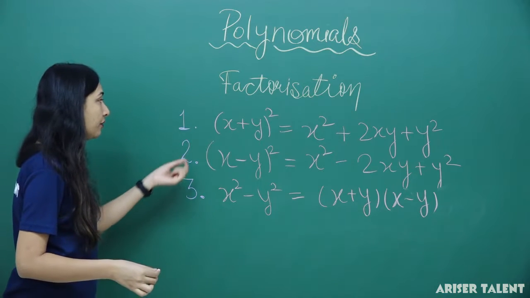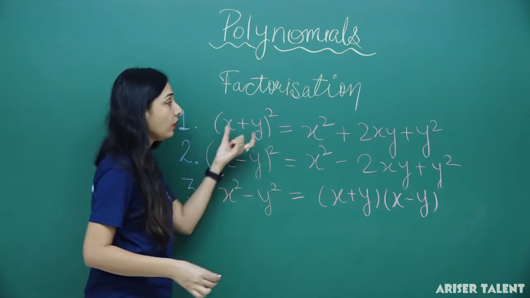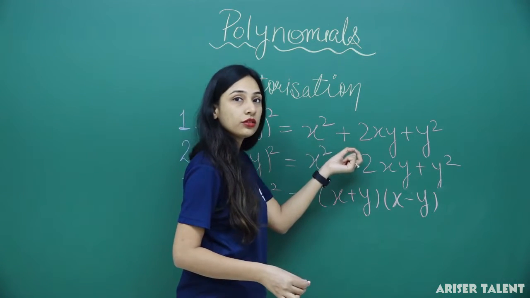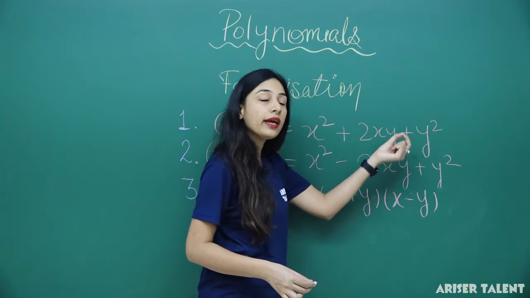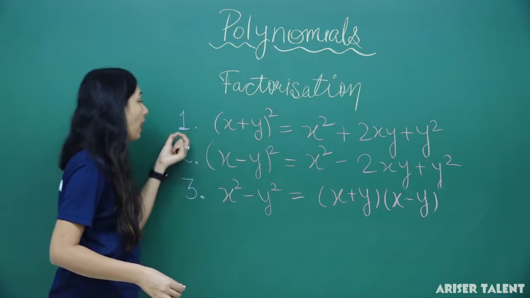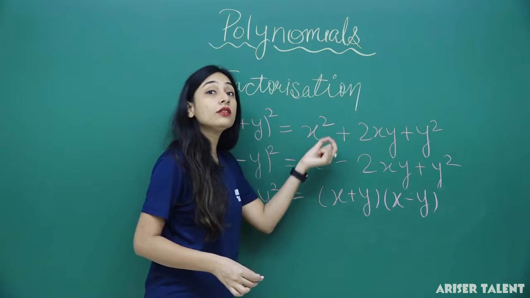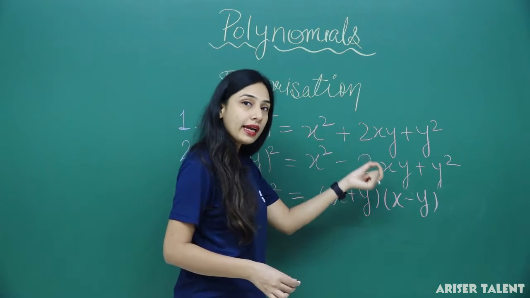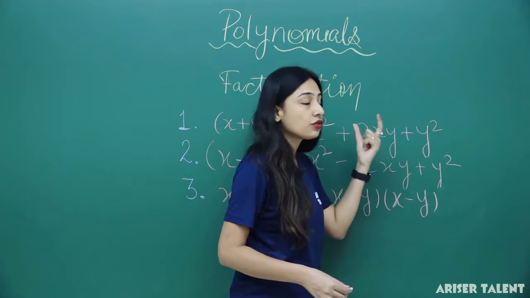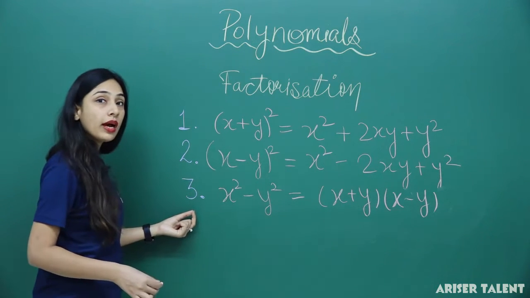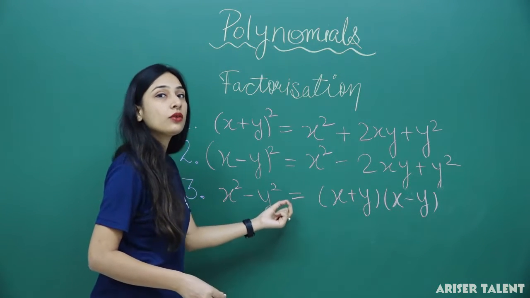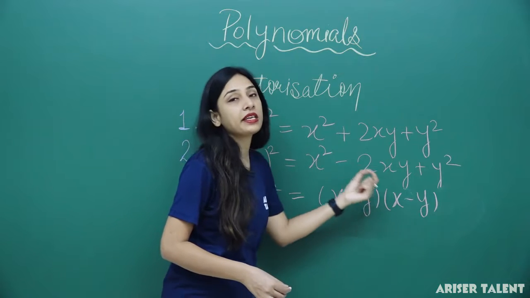Now just repeat it with me. (x plus y) whole square equals x square plus 2xy plus y square. Now (x minus y) whole square equals x square minus 2xy plus y square, and now x square minus y square equals (x plus y)(x minus y).